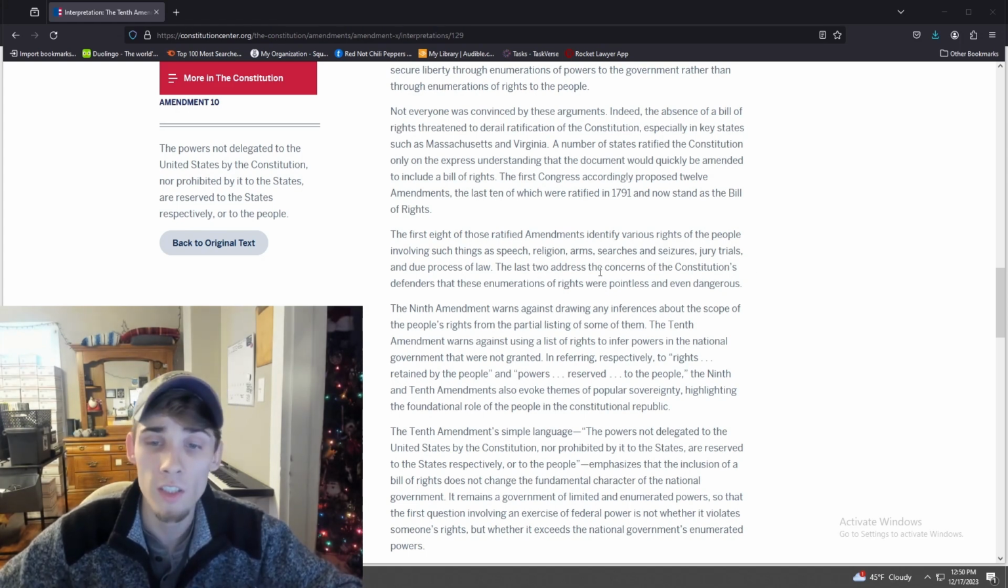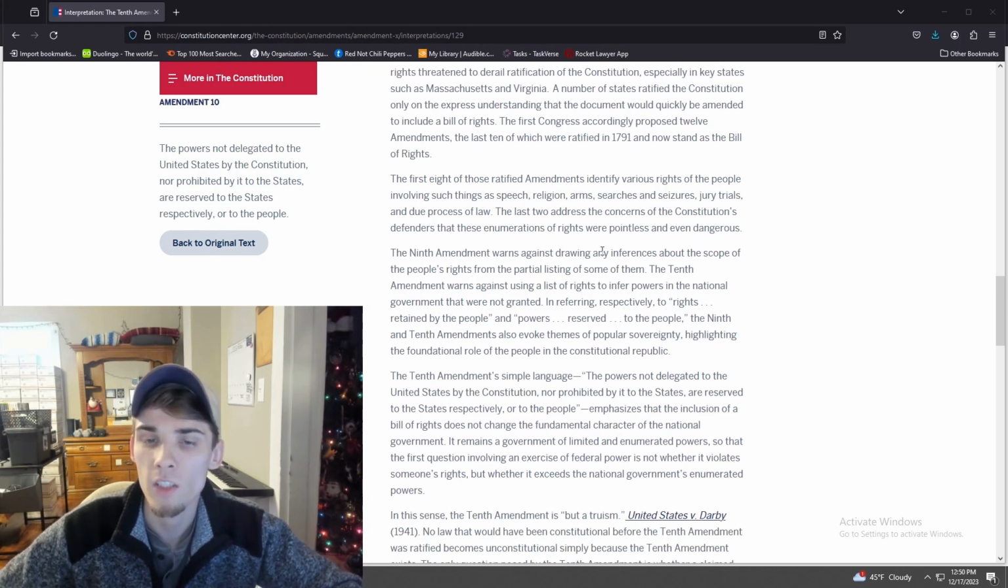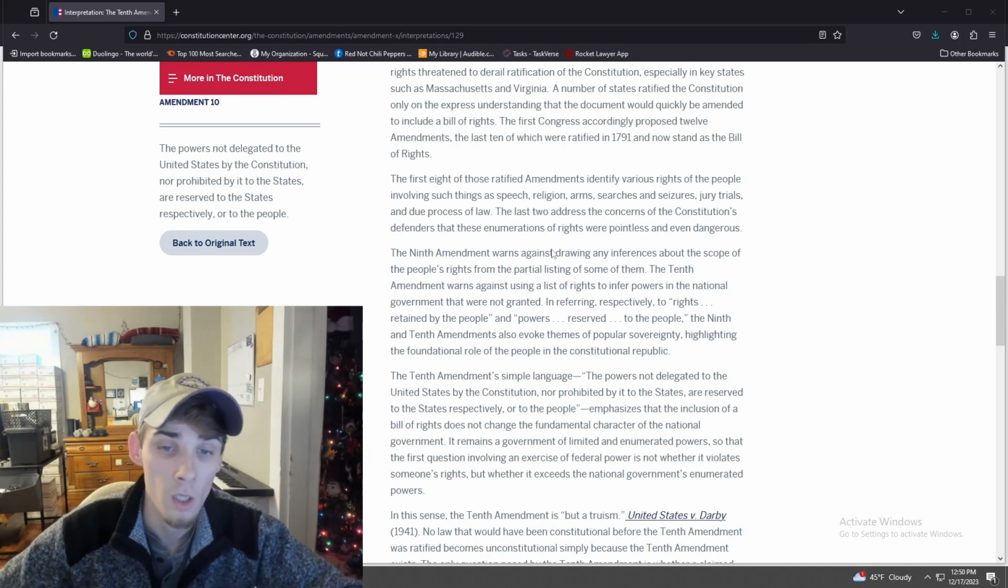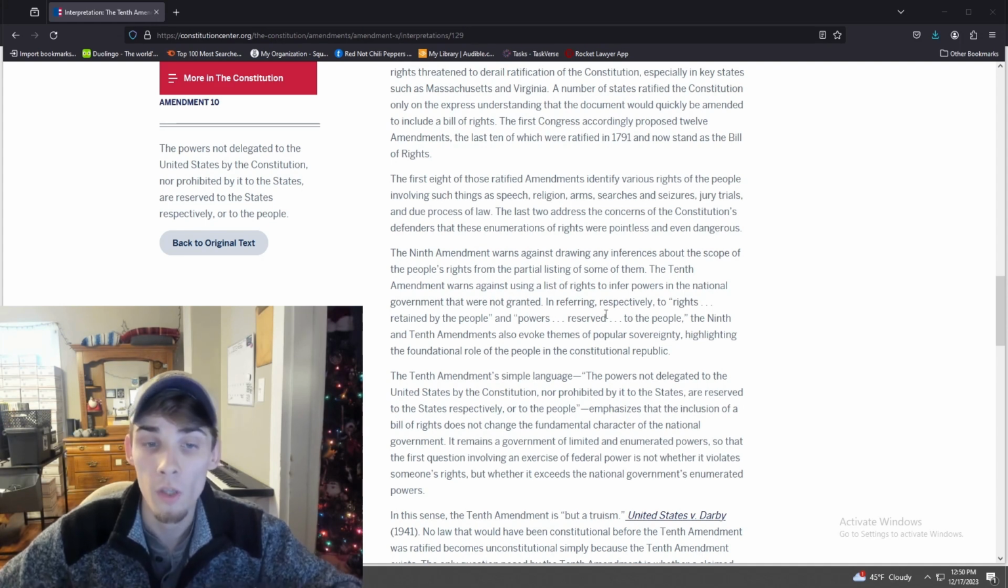The last 2 addressed the concerns of the Constitution's defenders that these enumerated rights were pointless and even dangerous. The Ninth Amendment warns against drawing any inference about the scope of the rights of the people from the partial listing of some of them. The 10th Amendment, however, warns against using a list of rights to infer powers in the national government that were not granted, in referring respectively to rights retained by the people and powers reserved to the people.